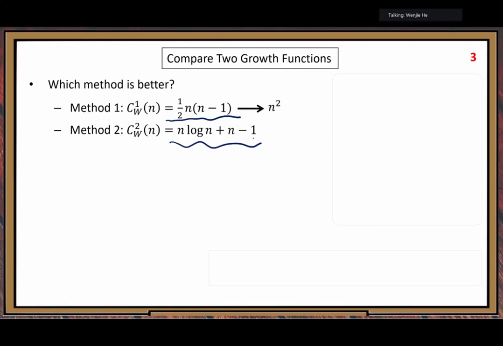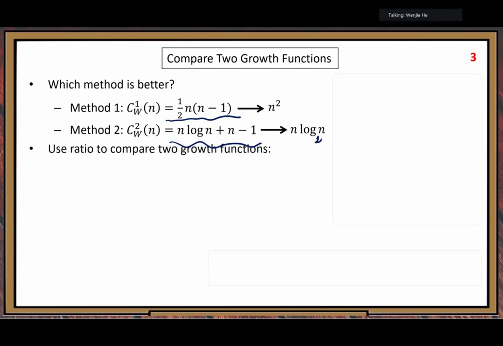The first one, yeah, we did it. So n squared. Second one, the growth function, n log n. Here the log, I didn't write the base, because in computer science, if there is no base, the default base is 2. In computer science, we like to use the binary representation, right? So the default base is 2.